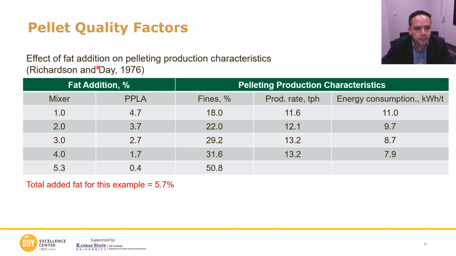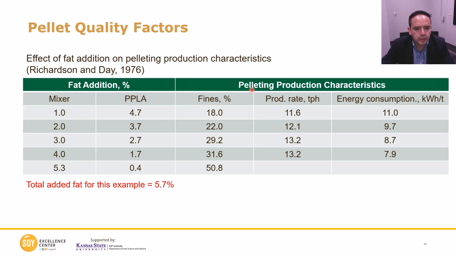And in this particular experiment, you can see the effect of fat addition on pelleting production characteristics. So the total added fat for this particular example was 5.7%, and then a percentage was added in the mixer and the rest was added post pellets. So you can see here in the first treatment, only 1% was added in the mixer, then in the second 2%, 3%, 4%, and 5.3%. And then the difference was added post pellets.